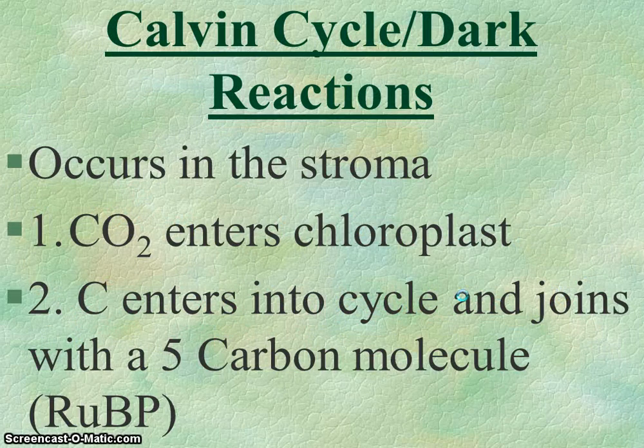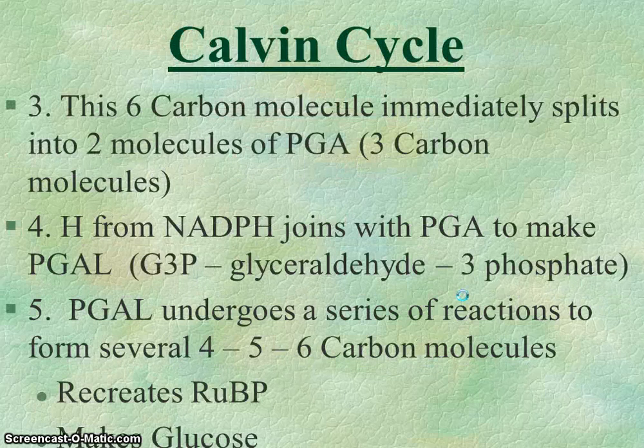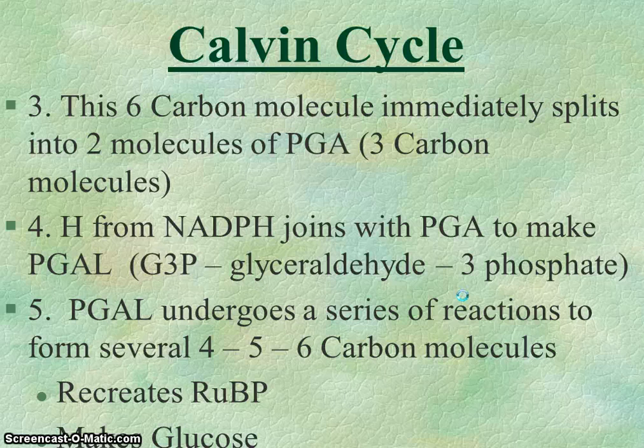Okay, so now we're going to talk about the dark reaction. This is going to occur in the stroma. So carbon dioxide is going to enter in. The carbon is going to join with a 5-carbon molecule, which is called RuBP. So that makes a 6-carbon molecule. Well, that 6-carbon molecule is extremely unstable, so it's going to split into two 3-carbon molecules, which we call PGA.